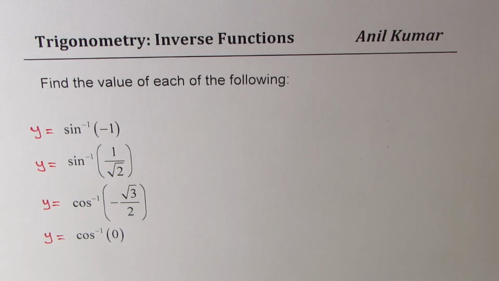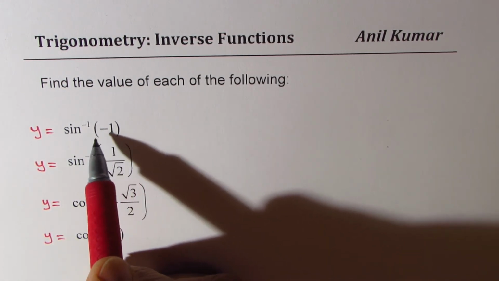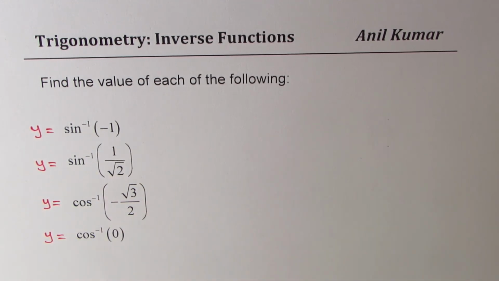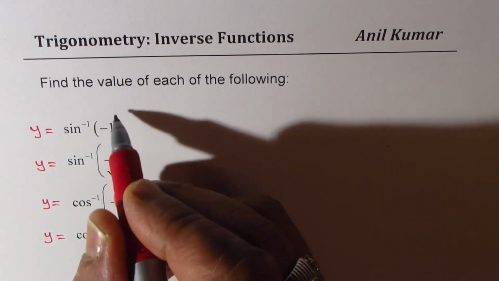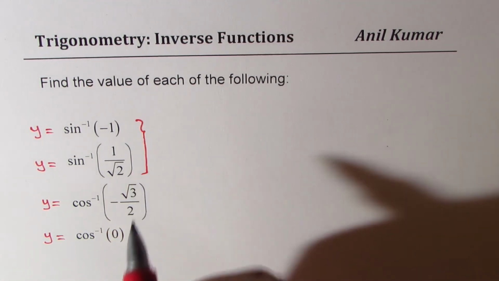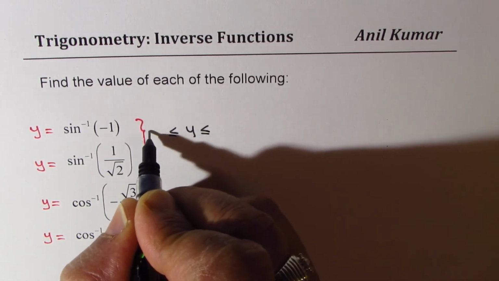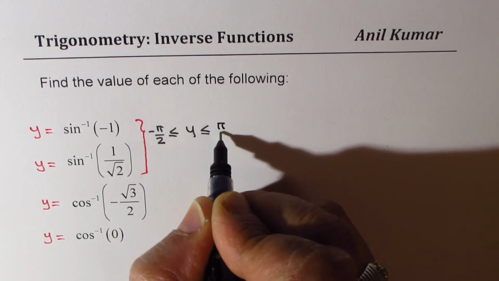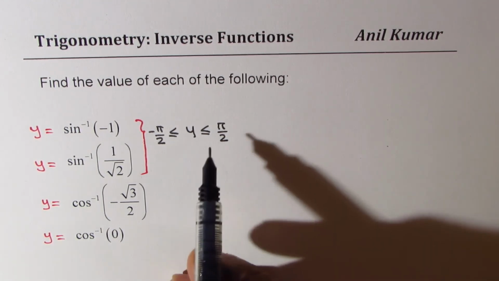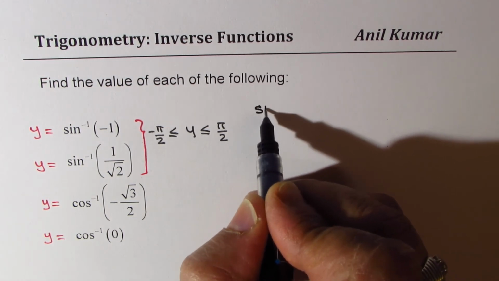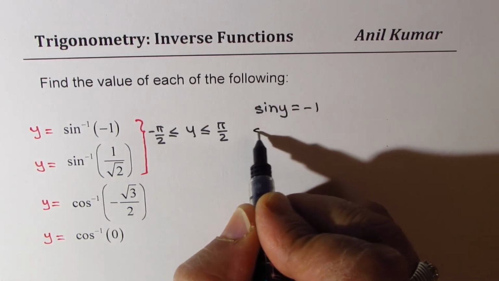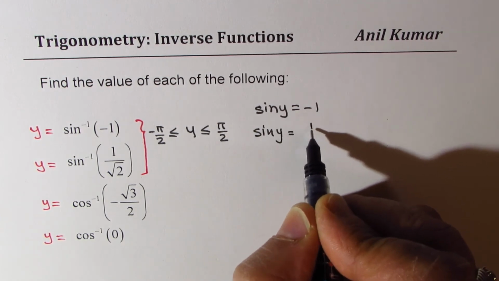Now, whenever you're trying to find this value of y, the value will be between minus pi by 2 to plus pi by 2, correct? So for the inverse function, we are looking for a value which is between minus pi by 2 to plus pi by 2. That's the key when we are trying to solve inverse function problems, right? So here for sine, for these two, we are looking for the value of y which is between minus pi by 2 and plus pi by 2. Based on this, we can rewrite these equations as sine y equals minus 1 and sine y equals 1 over square root 2.